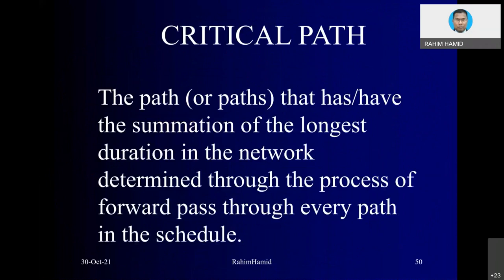Lastly, critical path. Critical path by definition is the summation of the longest duration in the network. Remember, in a network diagram, there could be many, many paths. From the left until the right, you can count the connections from the start until finish. But among the paths, there could be a minimum of one or multiple so-called critical paths, the longest duration in that path.